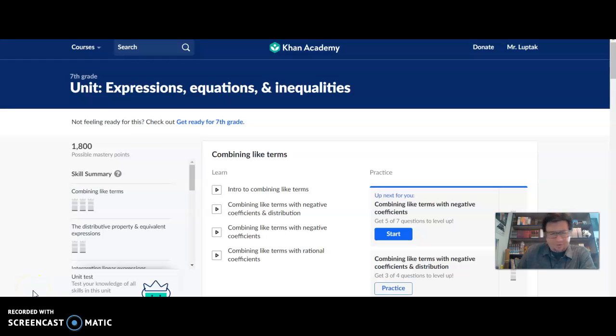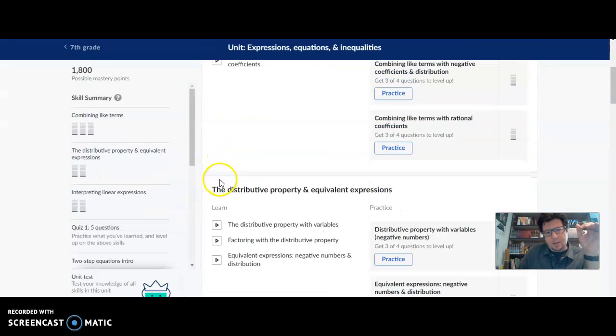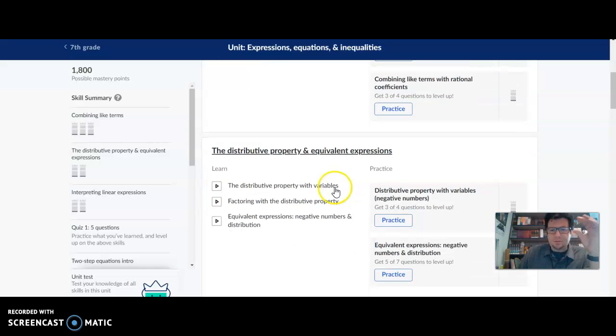Okay, Thursday math. So I've gotten a lot of feedback that maybe I'm assigning too much because I'm trying to do it by hours, and it's not always easy to tell how many hours certain online assignments are going to be. So I'm going to scale it down a little bit today. I'm only going to have you do combining like terms and the distributive property and equivalent expressions. If you do those two today, that'll be your assignment.